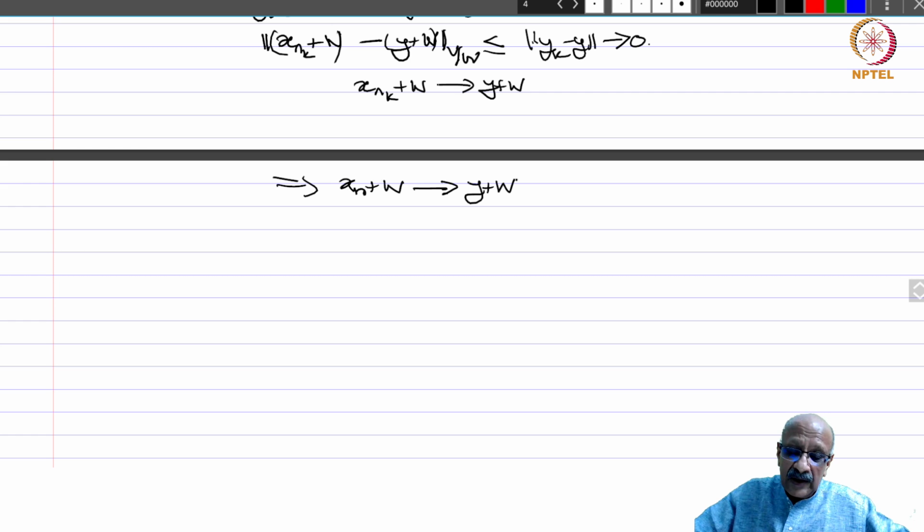So with these examples, we will wind up, and our next topic for discussion will be continuous linear transformations. Thank you.